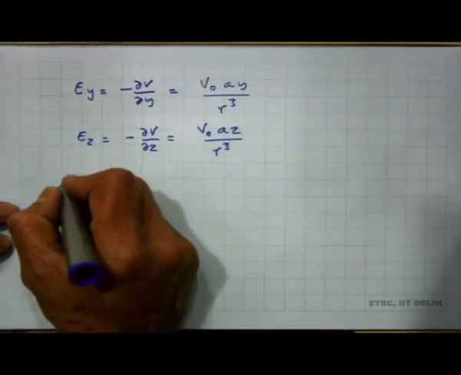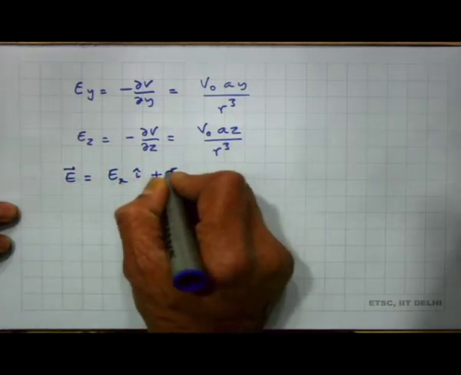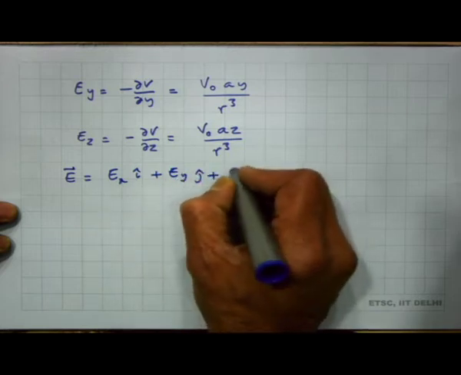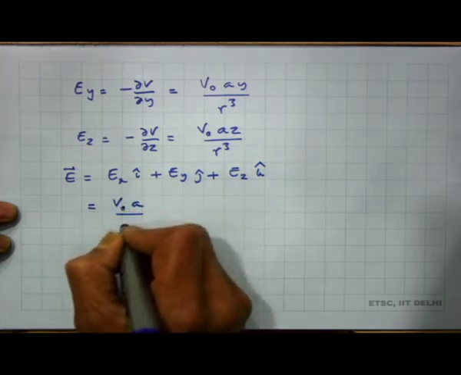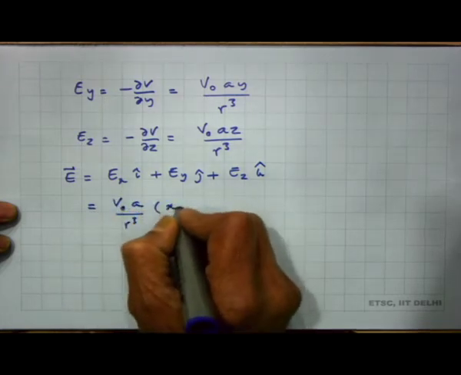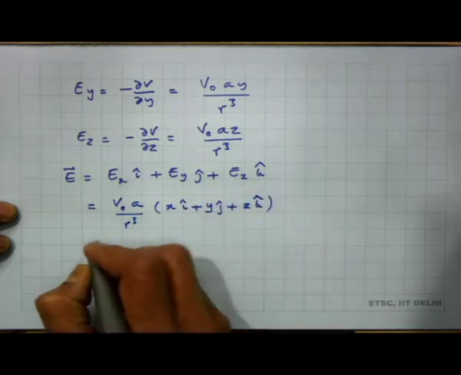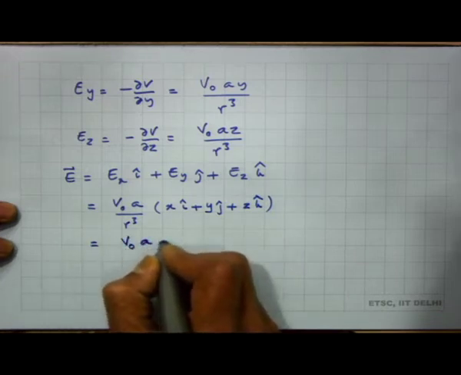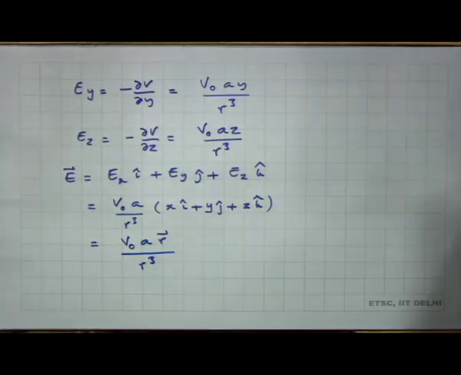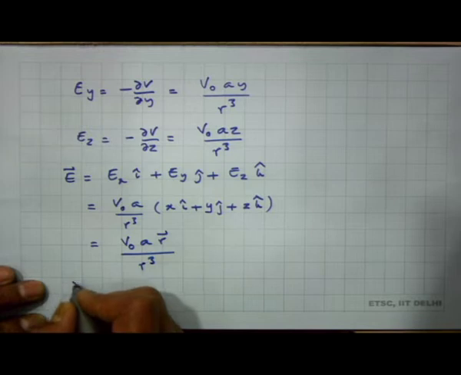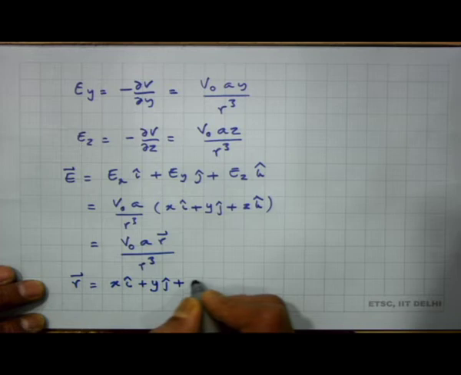So, I can write the total electric field E is equal to E x i cap plus E y j cap plus E z k cap, which is equal to V naught a by r cube into (x i cap plus y j cap plus z k cap), which is nothing but V naught a r vector by r cube. And here r vector is nothing but x i cap plus y j cap plus z k cap.